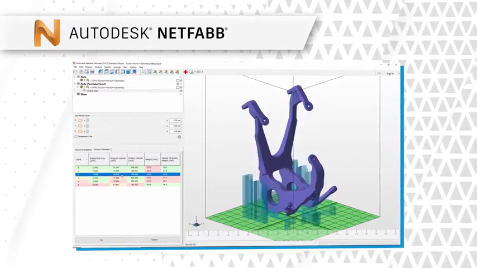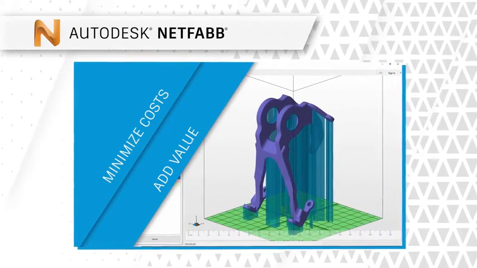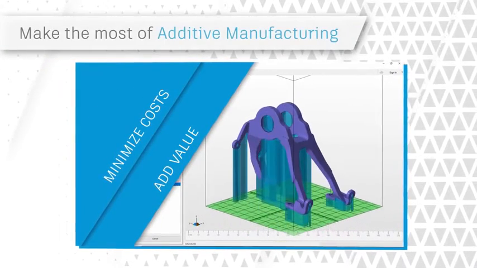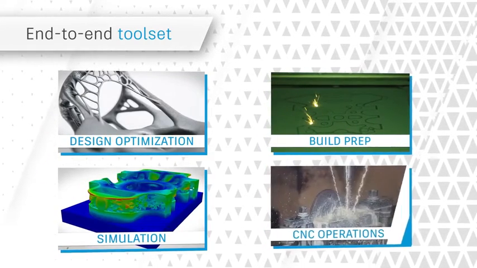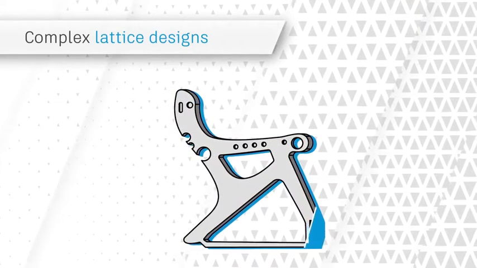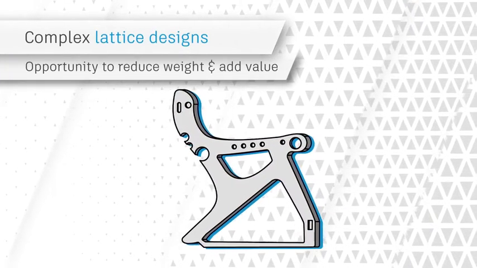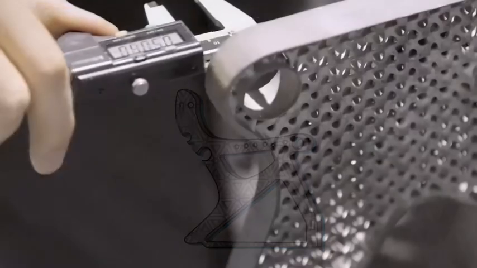Autodesk Netfabb software helps you to add value and minimize costs, so you can make the most of additive manufacturing, with an end-to-end tool set that covers everything from design optimization to build prep, simulation, and CNC operations. Complex lattice designs are one of the best opportunities to reduce weight and add value to your parts.